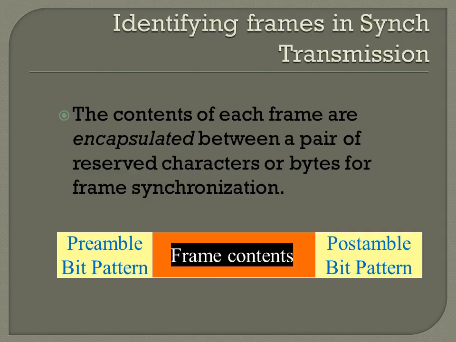To identify frames in synchronous transmission, what is normally done is that the frame contents are encapsulated between a pair of bit patterns, one called the preamble bit pattern and the other called the postamble bit pattern. This bit pattern is a special bit pattern that is used to identify this is the beginning of a frame. The same thing is true about the postamble bit pattern as well. Sometimes these are reserved characters, and the purpose of using those characters is mainly to provide frame synchronization so that you can identify the beginning of a frame and the end of the frame. This kind of scheme is called sentinel based.